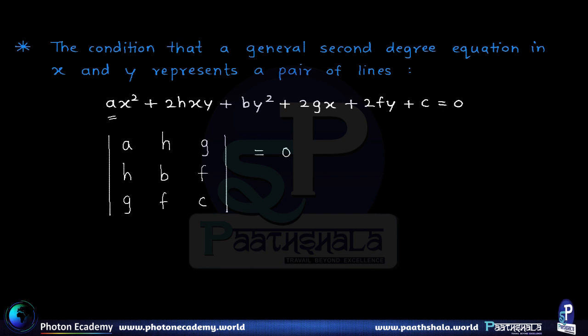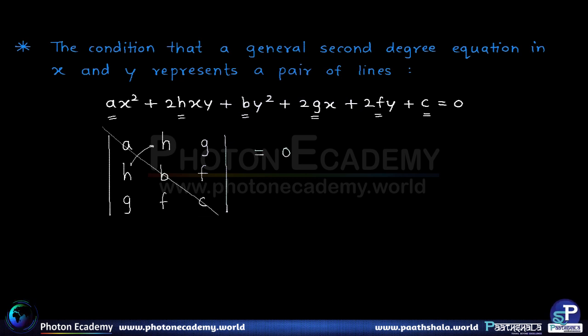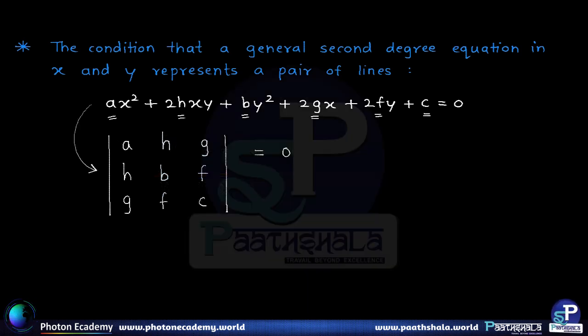We know what the values of a, b, c, h, g, f are, right? So you see that this determinant is symmetric. That means if you consider the diagonal elements, then all the other elements are symmetrically located. So that helps us in remembering the elements of this particular determinant. So looking at the equation, if you get the value of this determinant to be equal to 0, then that equation definitely represents a pair of lines. Okay, so that condition we have to use.